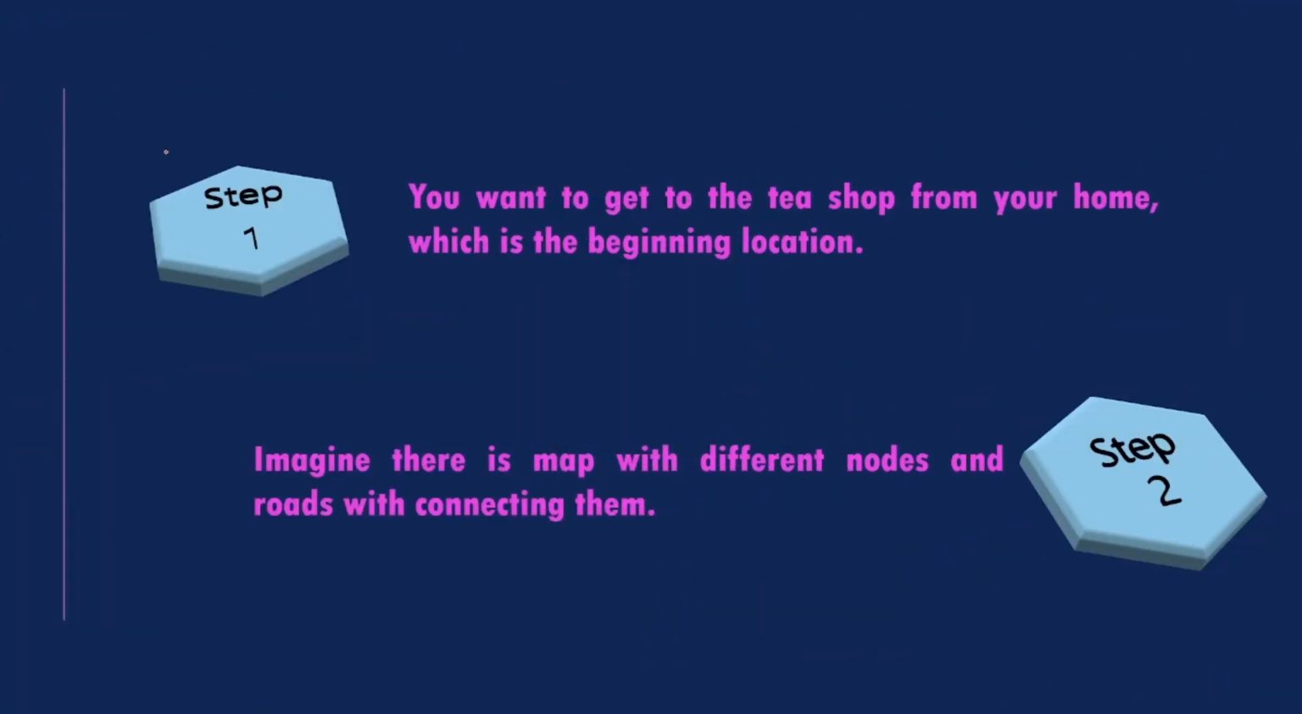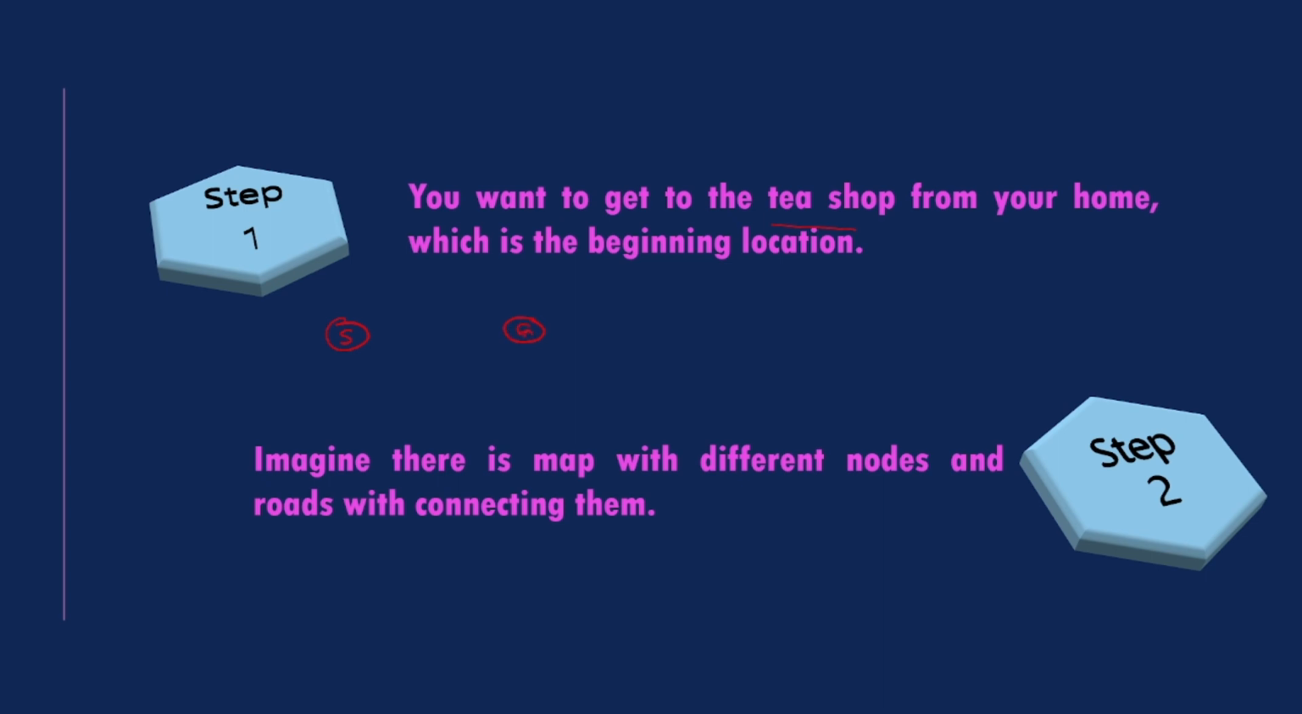So in the first step, let's assume that you want to go to the tea shop, from your home, which is the beginning location. Let's take this node as the beginning location, the start. Here is the coffee shop, or tea shop, your goal node.